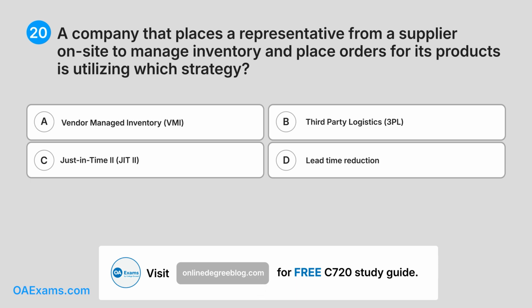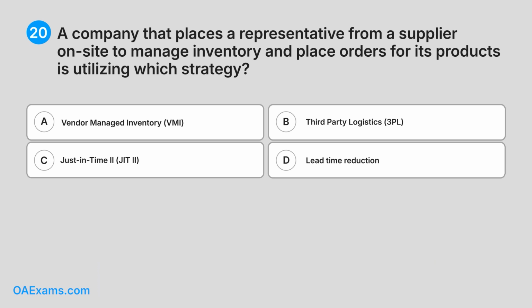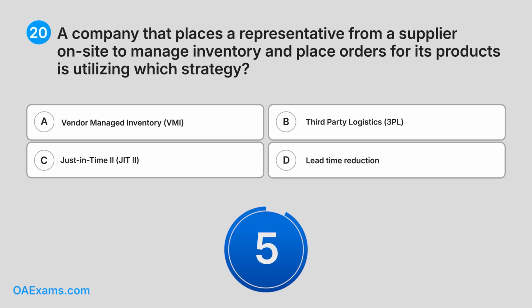A. Vendor Managed Inventory, VMI. B. Third-party logistics, 3PL. C. Just-in-time 2. D. Lead time reduction. Do you know the answer?